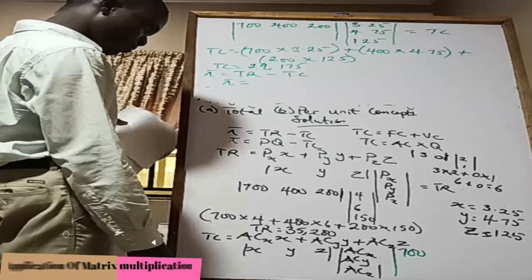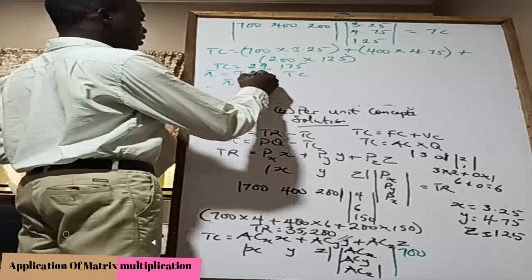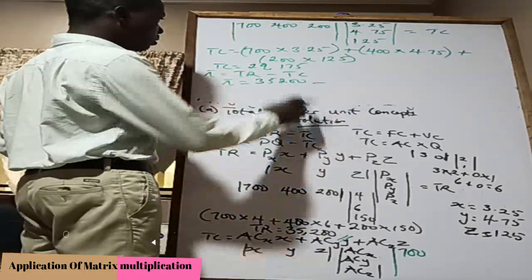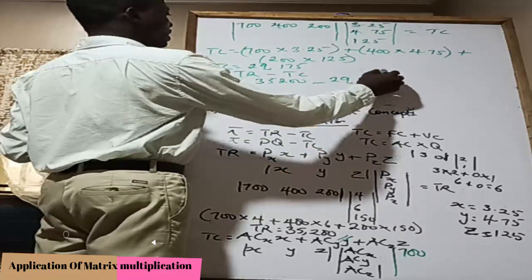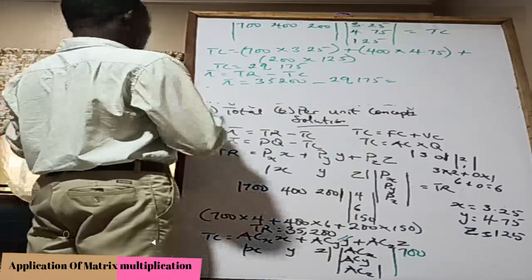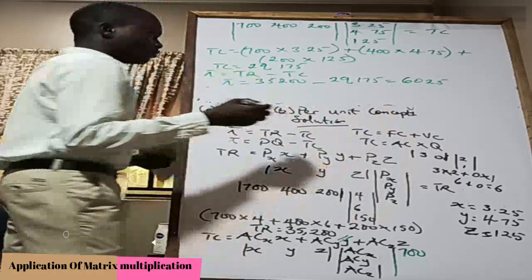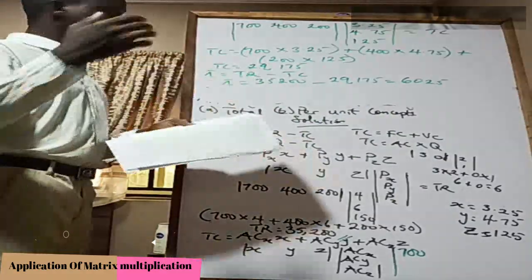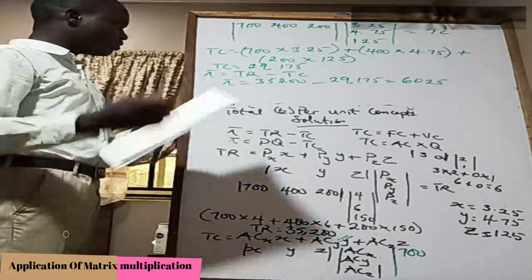So we have, I think, 35,200 as our TR. So we have 35,200 minus what we just got here, 29,175. And this is going to give us a profit, and the profit here is 6025. That's beautiful. So of course this is a positive profit, right? If the answer had been a minus, then that would have been a loss.